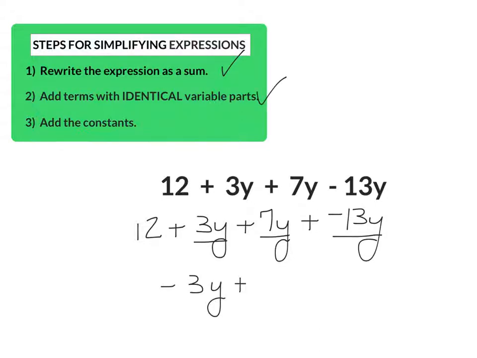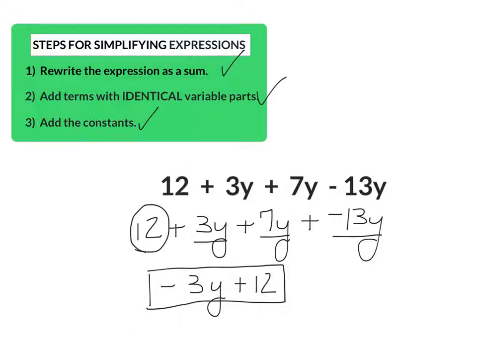Step 3 is to add the constants. Well, in this example, I only have one constant, which is 12. So I'm just going to add that to my simplified expression. Because I've taken care of the constants, I now have my expression simplified to negative 3y plus 12.